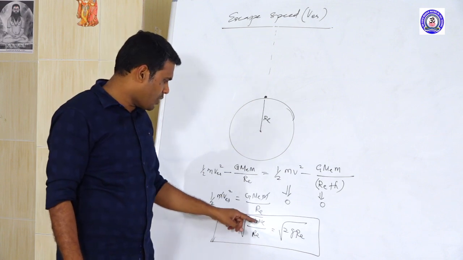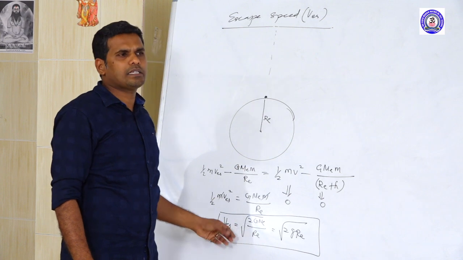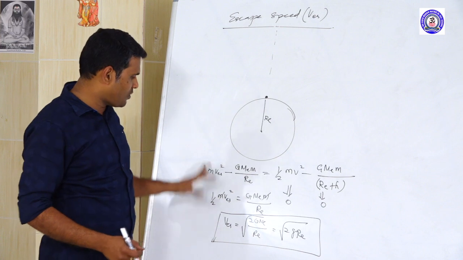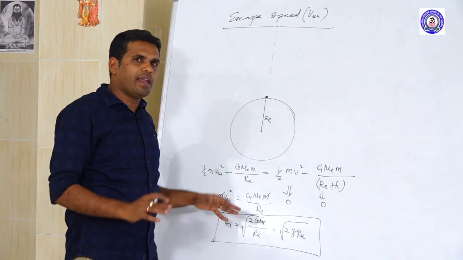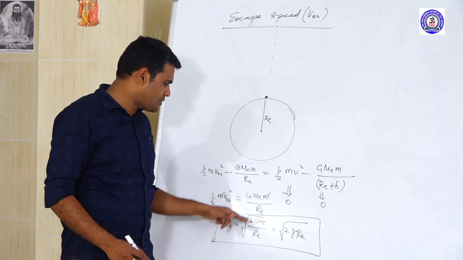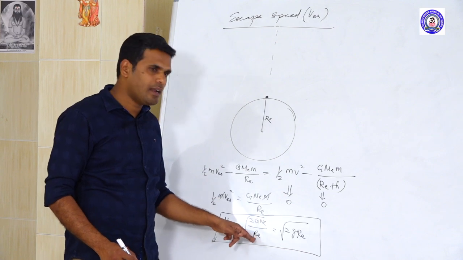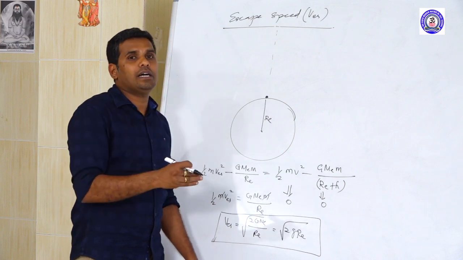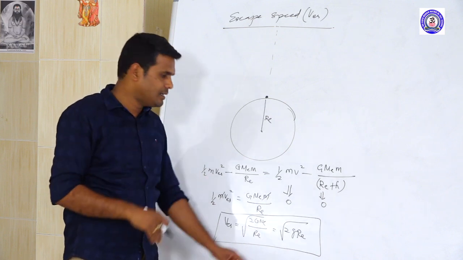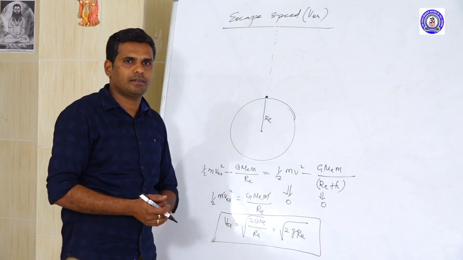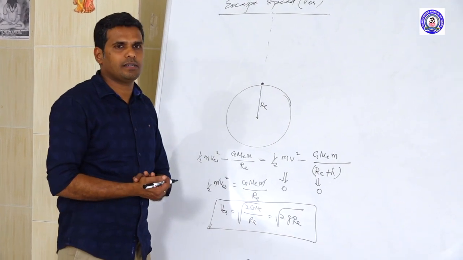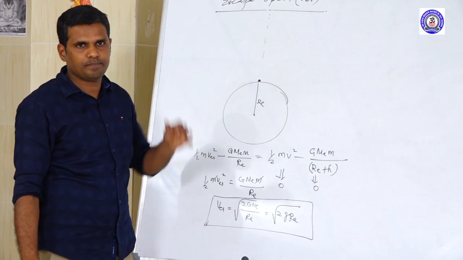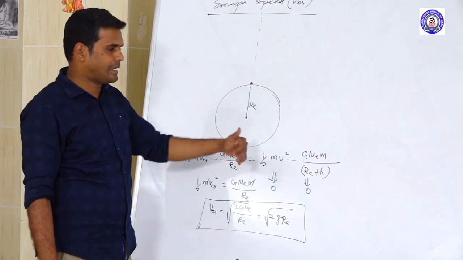V escape is equal to square root of 2 G Me divided by R. Minimum condition in the sense the minimum velocity with which the object must be projected from the surface of earth. This is for earth. For any planet in general, we have to write it as square root of 2 GM divided by R or square root of 2 gR, where g is the acceleration due to gravity of the respective planet and R is the radius of the planet, from which we can calculate the escape velocity. As you know, the escape speed of earth is 11.2 km per second.